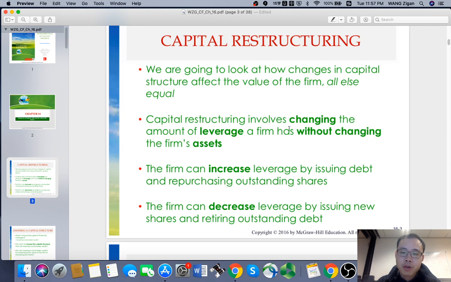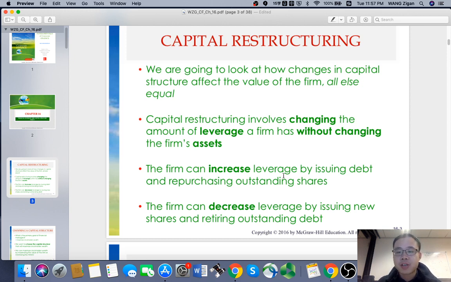Capital restructuring involves changing the amount of leverage a firm has without changing the firm's assets. Thus, if you have like $100 million assets, previously your debt was $50 million, your equity was $50 million. Now you change it to 60 to 40 or 40 to 60. So the total assets, equaling debt plus equity, will not change.